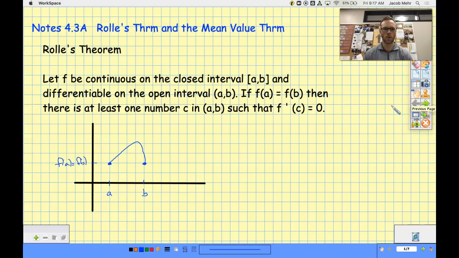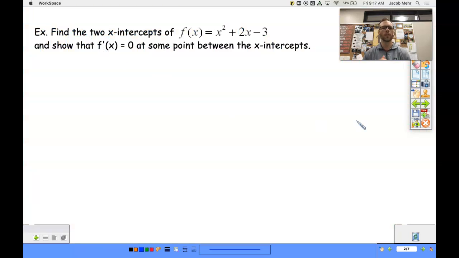I'm starting here and I've got to end there. There's got to be a point where the slope is 0. So let's look at an example. Find the two x-intercepts of this function and show that f prime of c equals 0 at some point between the x-intercepts. All right, so let's find the x-intercepts.